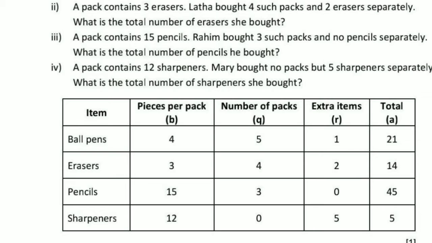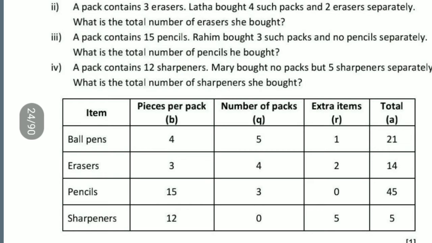Now in the first situation, we have ball pens. The pieces per pack is how many? 4. The number of such packets is 5. Extra items are only 1. So totally how can you say? 21. Simply you can multiply 4 into 5 plus 1. We already did this type of sums in lower classes, but to get the concept of the division algorithm, you have to understand this concept clearly.